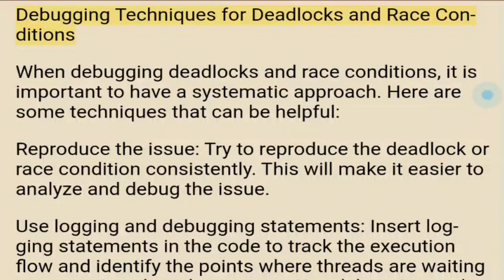Debugging techniques for deadlocks and race conditions. When debugging deadlocks and race conditions, it is important to have a systematic approach. Here are some techniques that can be helpful. Reproduce the issue. Try to reproduce the deadlock or race condition consistently. This will make it easier to analyze and debug the issue.